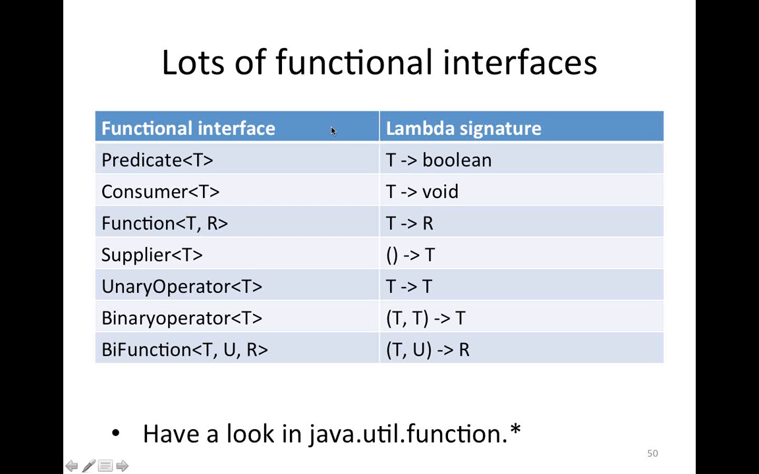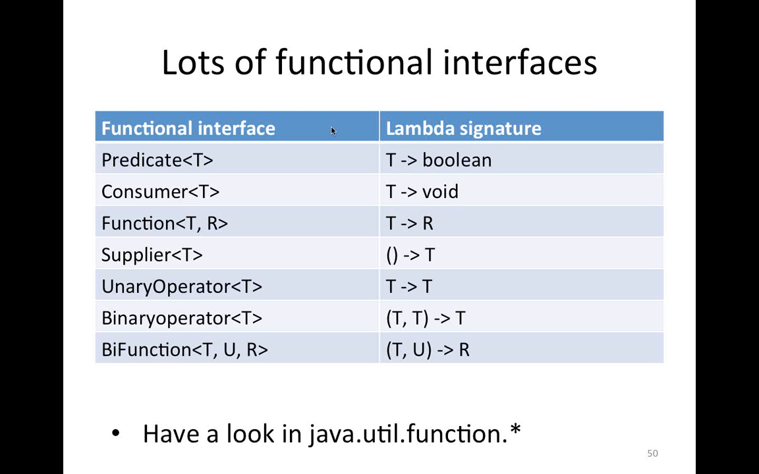There is a predicate interface that says, well, I'm a Lambda expression that takes an object of type T and returns a boolean. This is similar to the Apple predicate we defined earlier, but it works on any type. There's a consumer interface that takes an object and returns void. There's a function interface that takes an object of type T and returns a result that might be of another type.